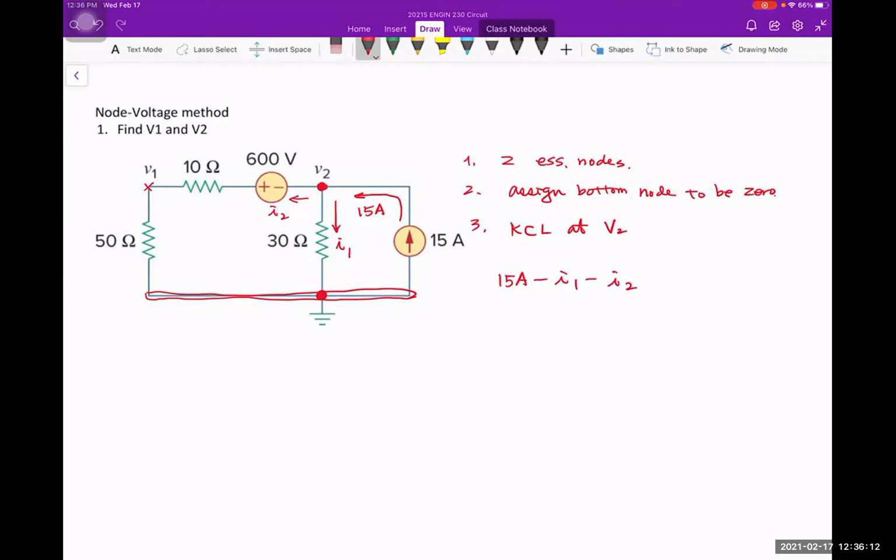The I1 is simple. The I1 that is the current from V2 to 0. So this one is V2 minus 0 divided by R, which is 30. Okay, what about the I2? Well, how do I write the I2?